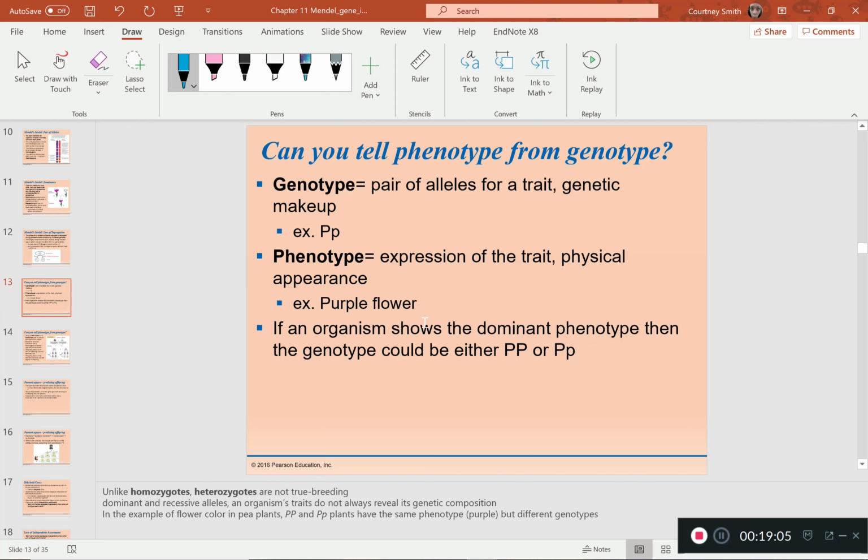And then what were the other words? Homozygous and heterozygous, I believe. Yes, so homozygous means the same, heterozygous means one of each. So right here, the capital P, that's homozygous because they're the same. And then right here where we have capital P, lowercase p, that's heterozygous because we have one of each.